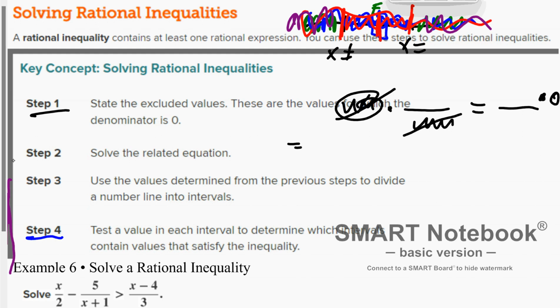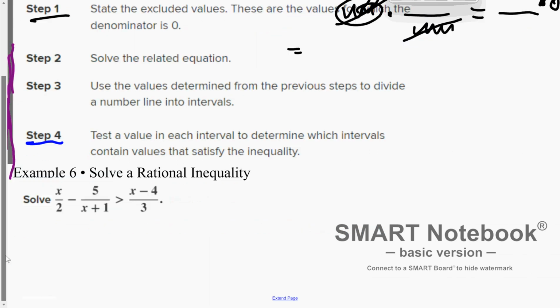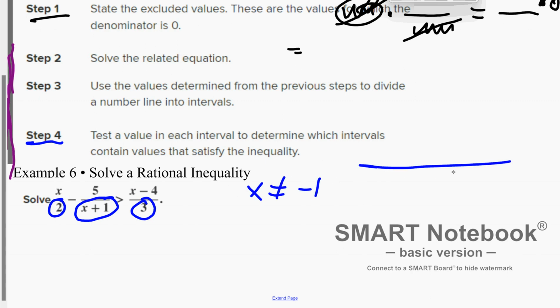So on this problem, what I want to do is set my denominators equal to 0. I can't set that equal to 0, and I can't set that equal to 0, just the one with an x. So I set that equal to 0, and I can see x does not equal -1. Okay, so then on a number line, I'm going to put -1 on a number line. And then I'm just going to solve this equation.